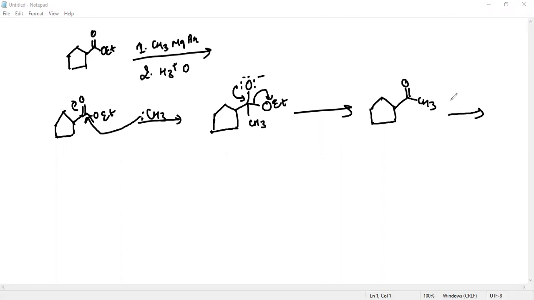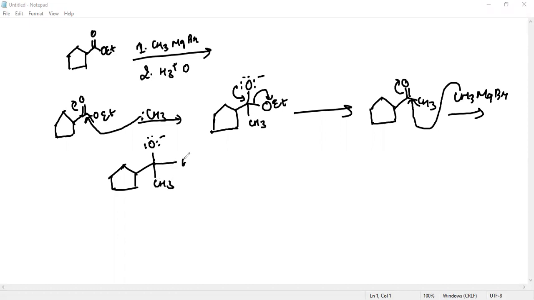Then what will happen? More CH3MgBr from the solution will go ahead and react with this carbonyl carbon. So this CH3 is going to attack on this carbonyl carbon, the electropositive site over here, and it would generate this thing. When it attacks over here, this bond will be pushed onto the oxygen, generating an O negative ion, and you have over here another CH3.